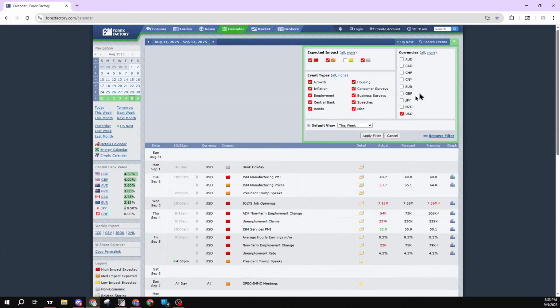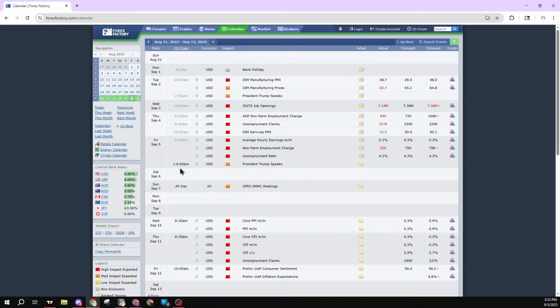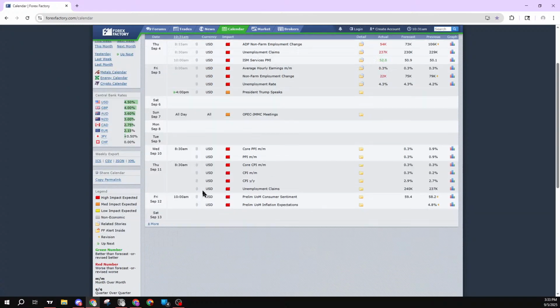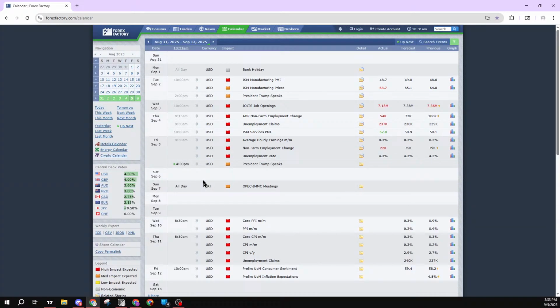And then you also want to filter it for the dollar. If you're trading Forex, you can use the right ones, but for index, you just need the dollar. And then I changed the time to New York time. I don't remember how I did that. But yeah, then you get access to the entire calendar. You don't just get this week, you get far into the future.